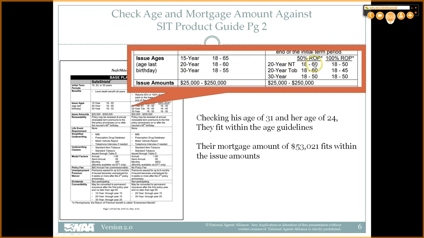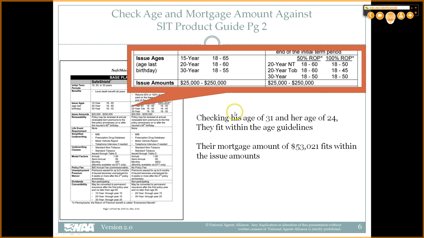And then also this section here is the Safe Shield return of premium programs, a 50% and 100% return of premium programs. It shows here their age ranges fit within the 20-year non-tobacco, the 20-year tobacco for ROP, the return of premium, and the 30-year as well. And for the amount of $53,021, you can see that the issue amounts are $25,000 to $250,000 for both. So certainly we can fit it within there, but the minimum is $25,000. Okay, so we see that the issue ages fit, and the issue amounts will work as well.